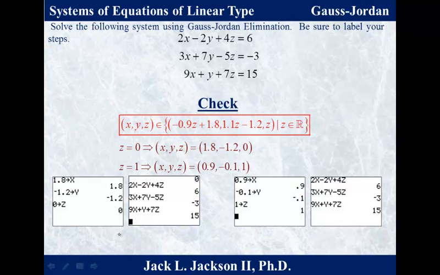But that's not the only one that works. This one here works too. And so I try it. 0.9 stores x, negative 0.1 stores y, and 1 stores z, and plug it in, and it works. And so we see that if we have points on that line, those 2 points work. They're on that line, and so the entire line is going to work too.